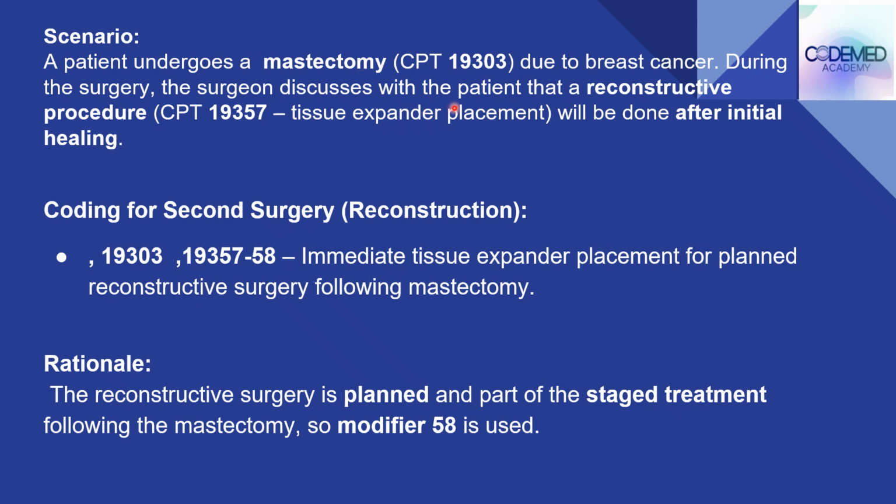The patient undergoes a mastectomy due to breast cancer. During the surgery, the surgeon discusses with the patient that a reconstructive procedure like tissue expander placement will be done after the initial healing. Now, when I have to code this, I will code 19303, that is for the mastectomy, and 19357, and I will put modifier 58 on this because this is the immediate tissue expander placement for the planned reconstructive surgery following the mastectomy. So this is how you will use modifier 58.